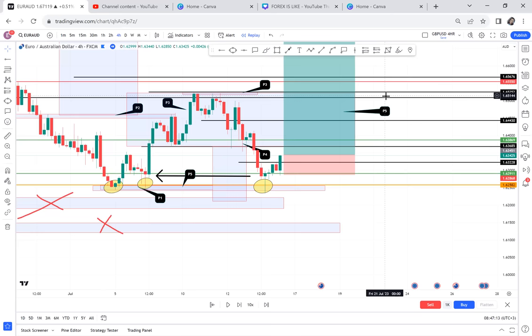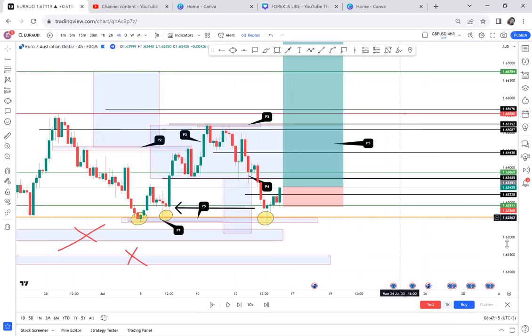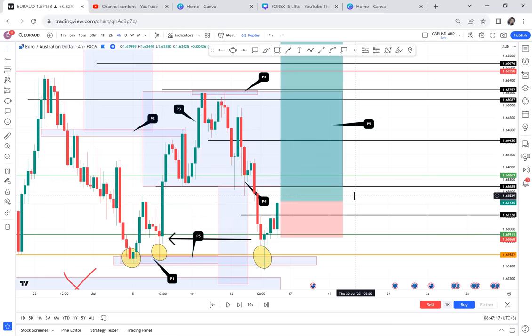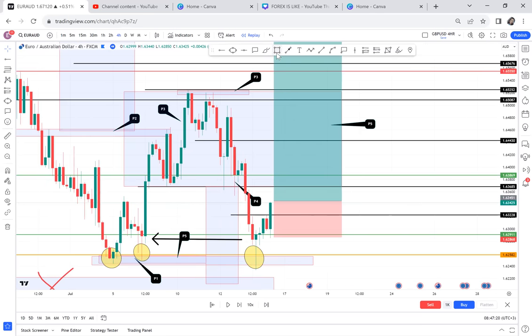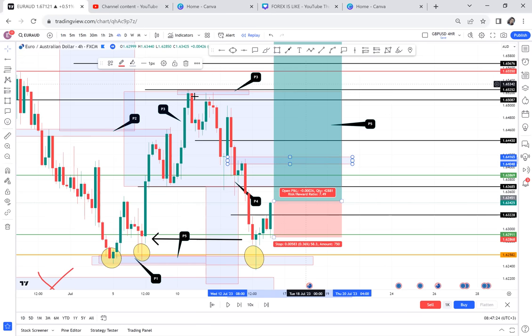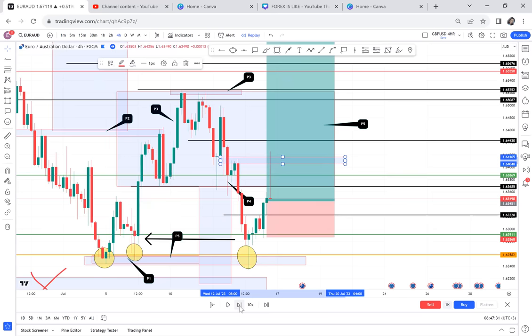But you see, this trade, many people will still be thinking, what if this market activates this double top? What if we get this? You see now, so let's continue. So we have pattern five. Let's continue with what happened after that.